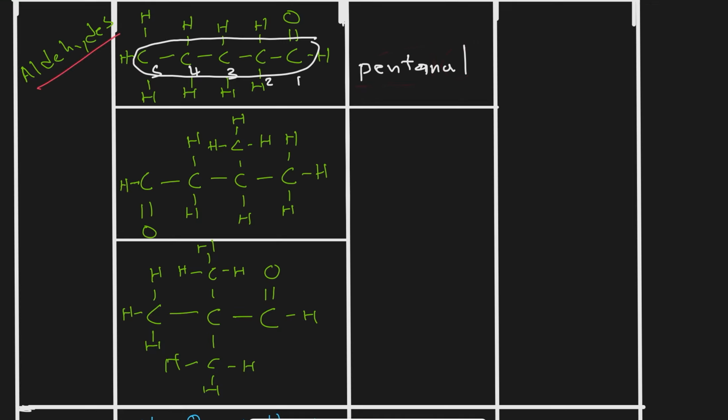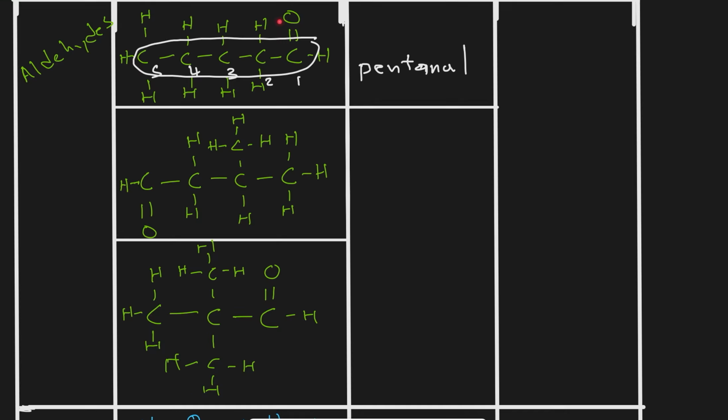For aldehydes, you will never see pentane-1-something or pentane-2-something. If you start to have that, it is not going to be an aldehyde. An aldehyde always ends with al, because the functional group is always on the first or the last carbon.